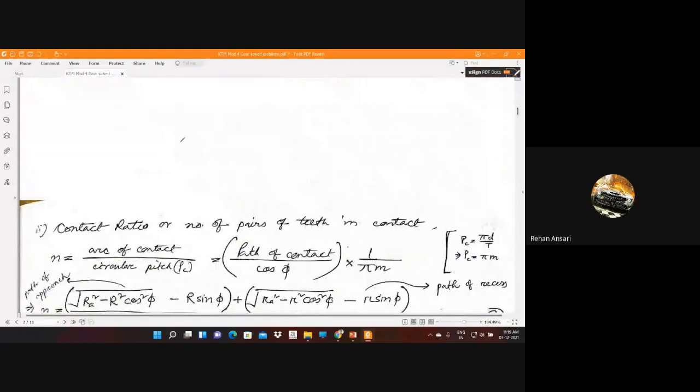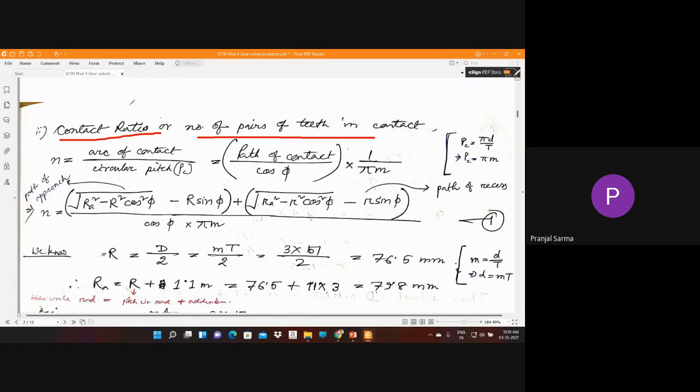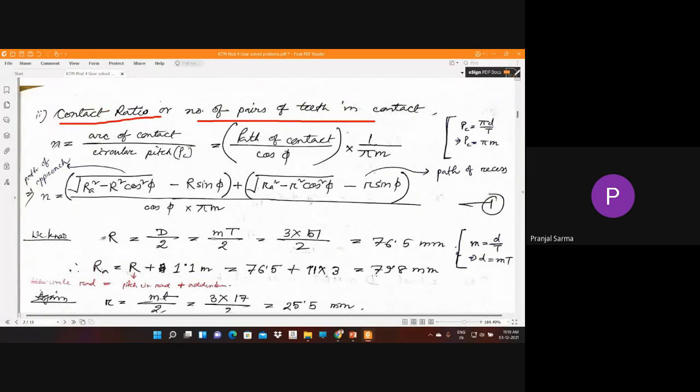Yes, sir. Okay, so in the next part, they are asking about the contact ratio, or the number of pairs of teeth in contact. We already know the contact ratio is given by arc of contact divided by circular pitch. The arc of contact is the path of contact divided by cos phi, and circular pitch is nothing but pi m, because pitch is pi d by t, which equals pi m.